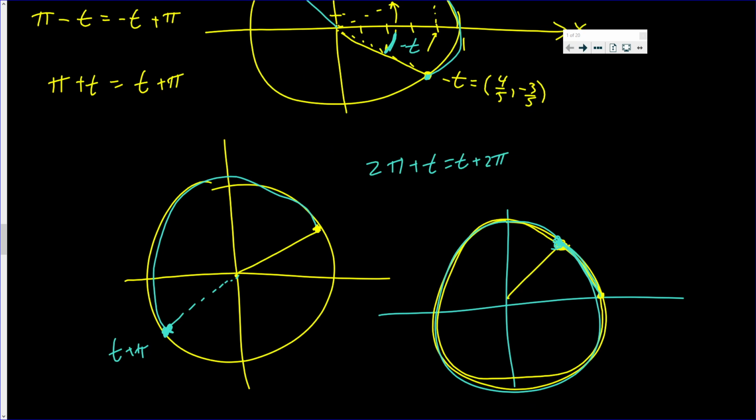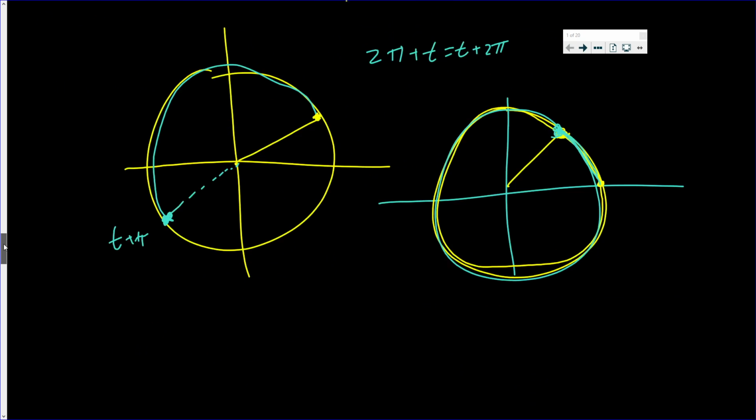Now we're going to talk about reference angles. Reference angles are very important.